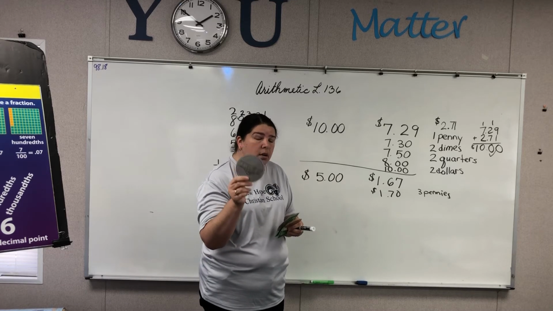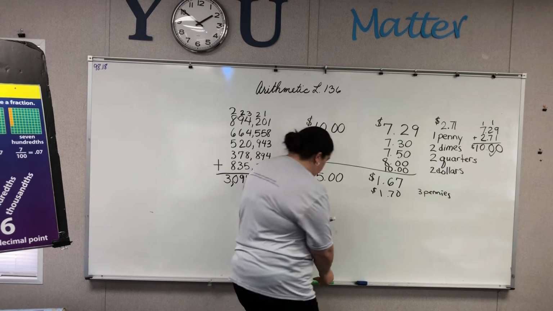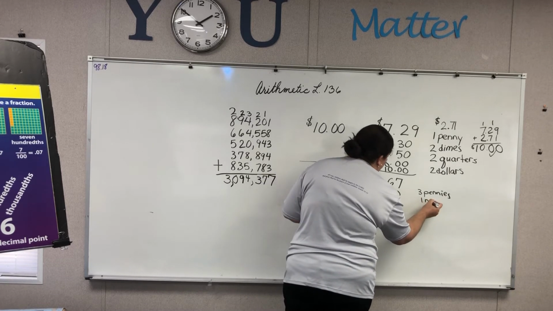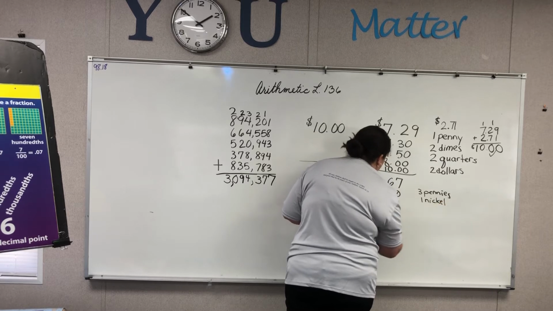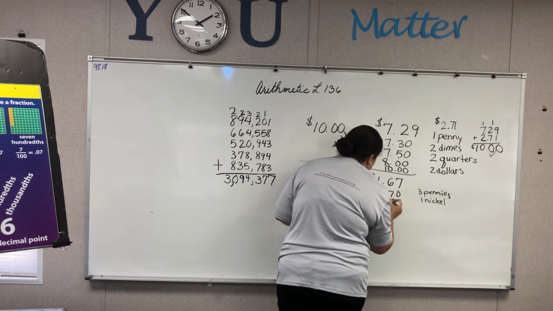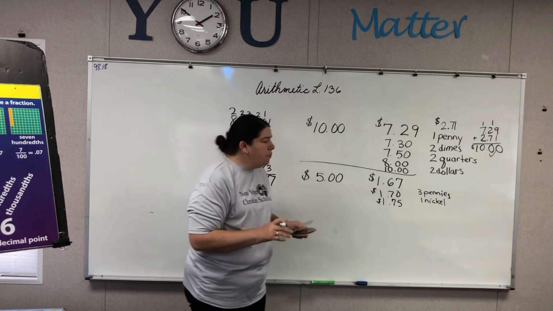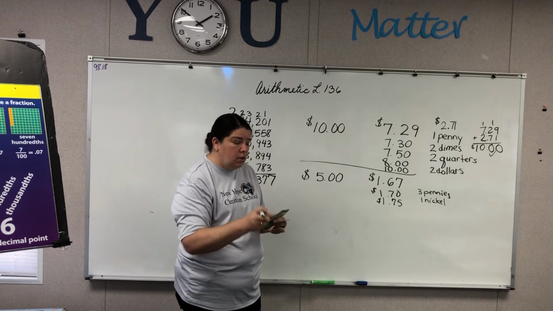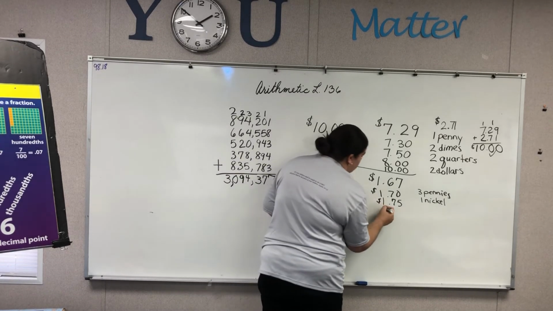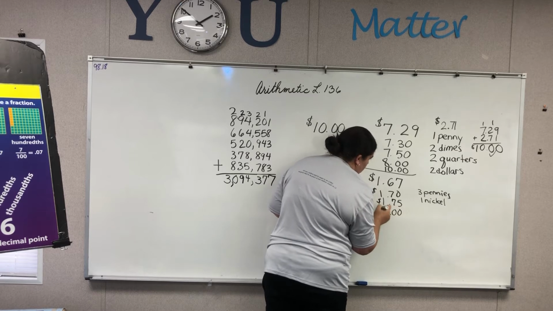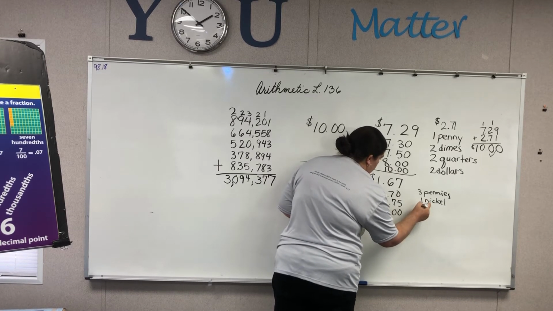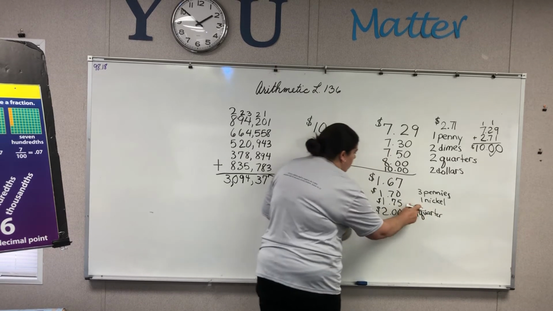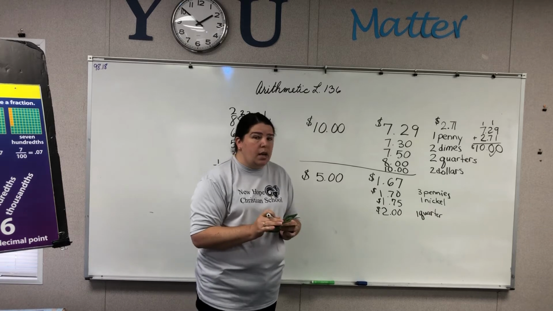A nickel. A nickel would get us to $1.75. 1 nickel would bring us to $1.75. From $1.75, we can use 1 quarter. $1.75 plus a quarter would be $2. Okay, and we're at $2. Now we need to get to $5.